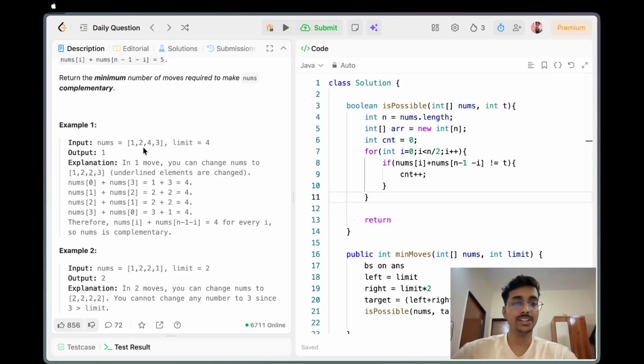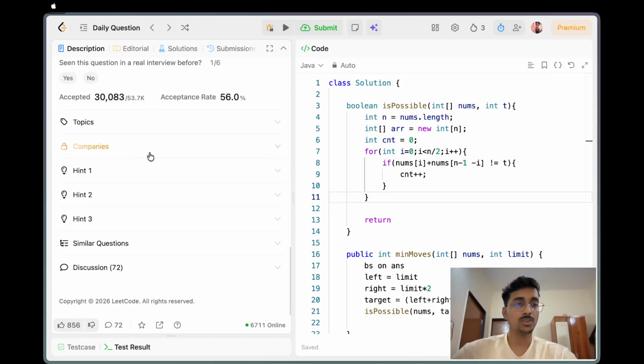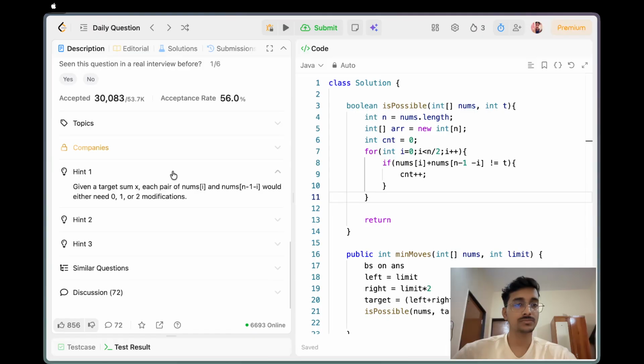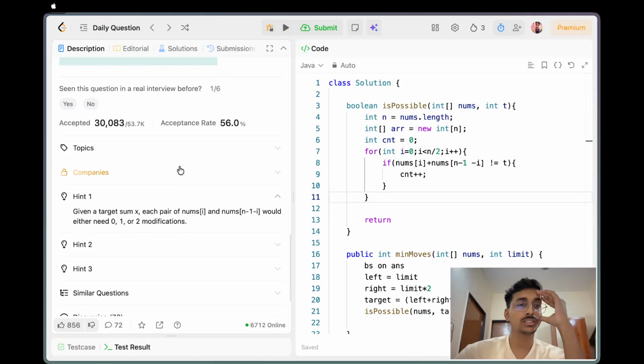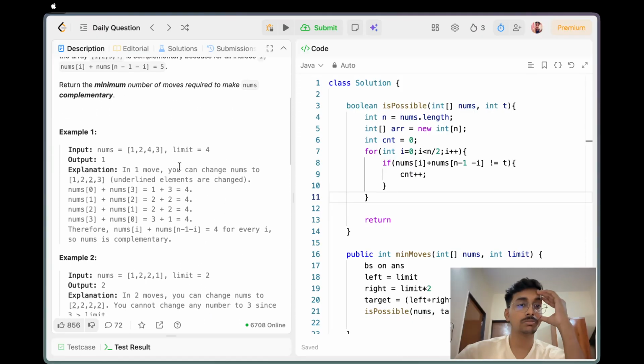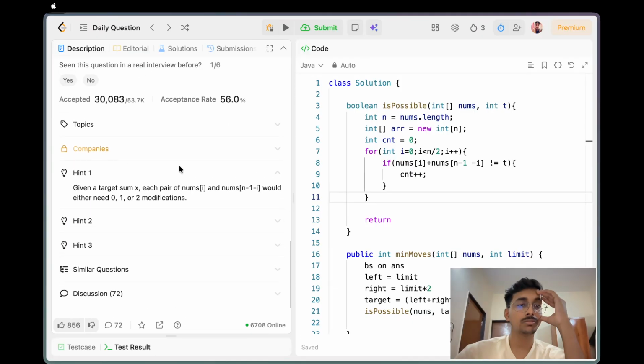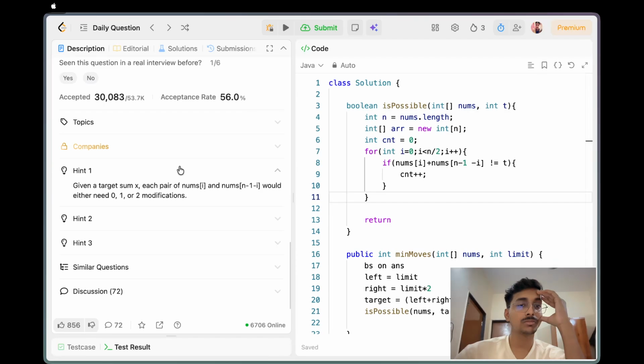Let's take the hint for the problem. Given a target sum x, each pair would need either 0, 1 or 2 modifications. Yeah, it's pretty basic, right?